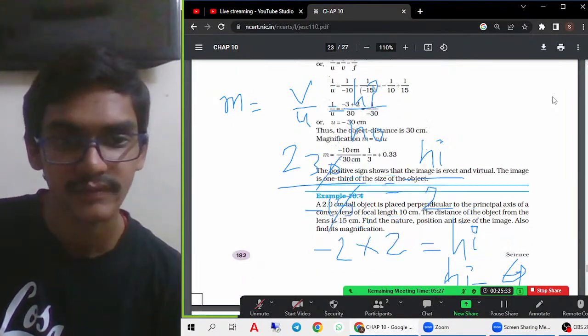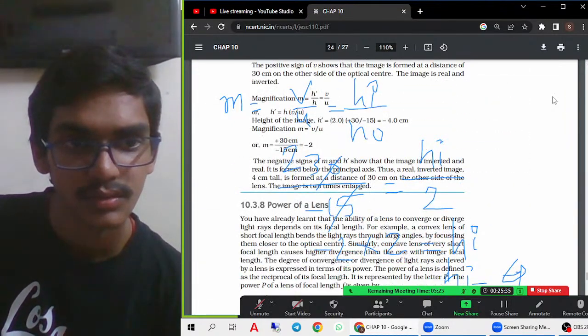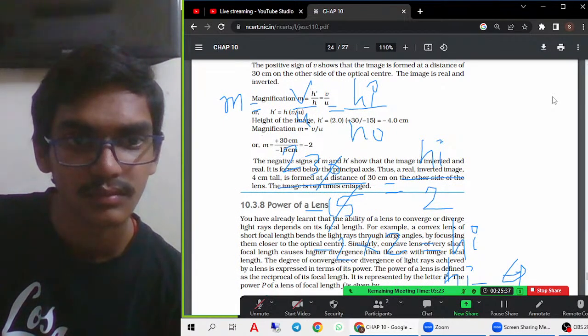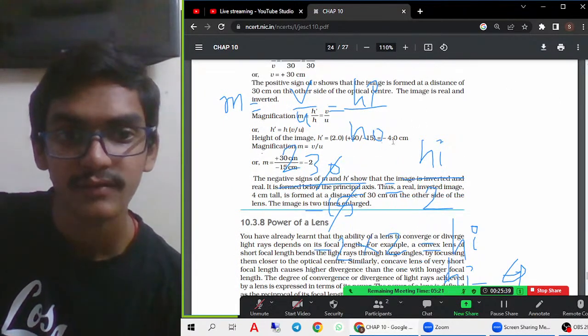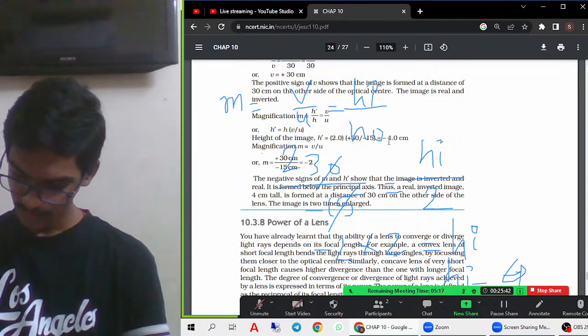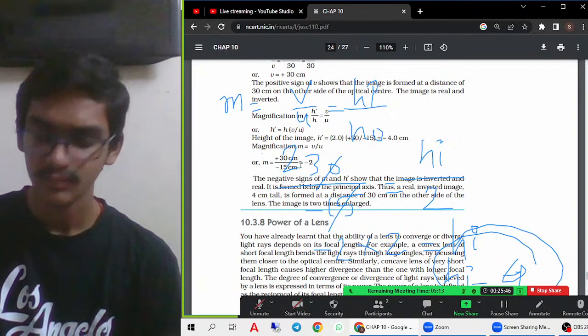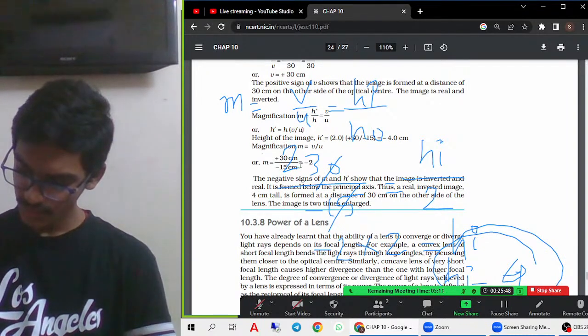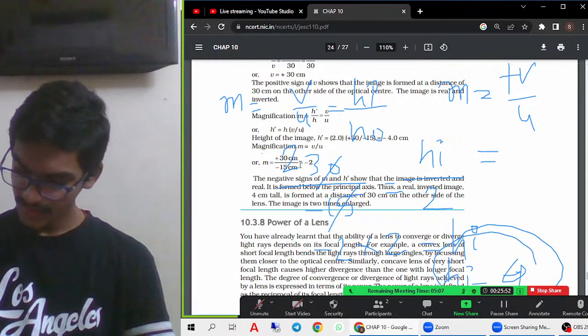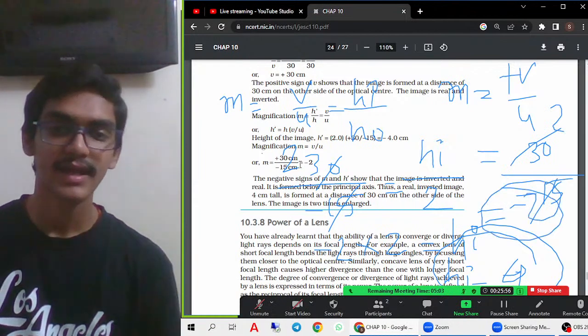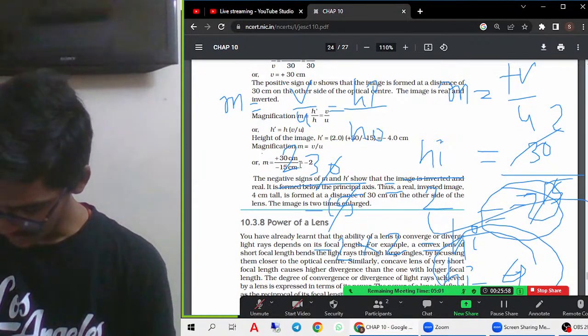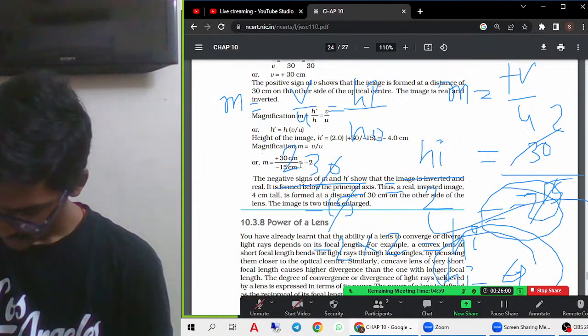Let me check if it is 4 centimeters. If you see here, the height of the image is minus 4 centimeters. Then the magnification is minus 2. In this case also, magnification is plus v by minus u, that is 30 by minus 15, so it cancels and gives minus 2. So that way we found everything, right? This way we have also found the last case.